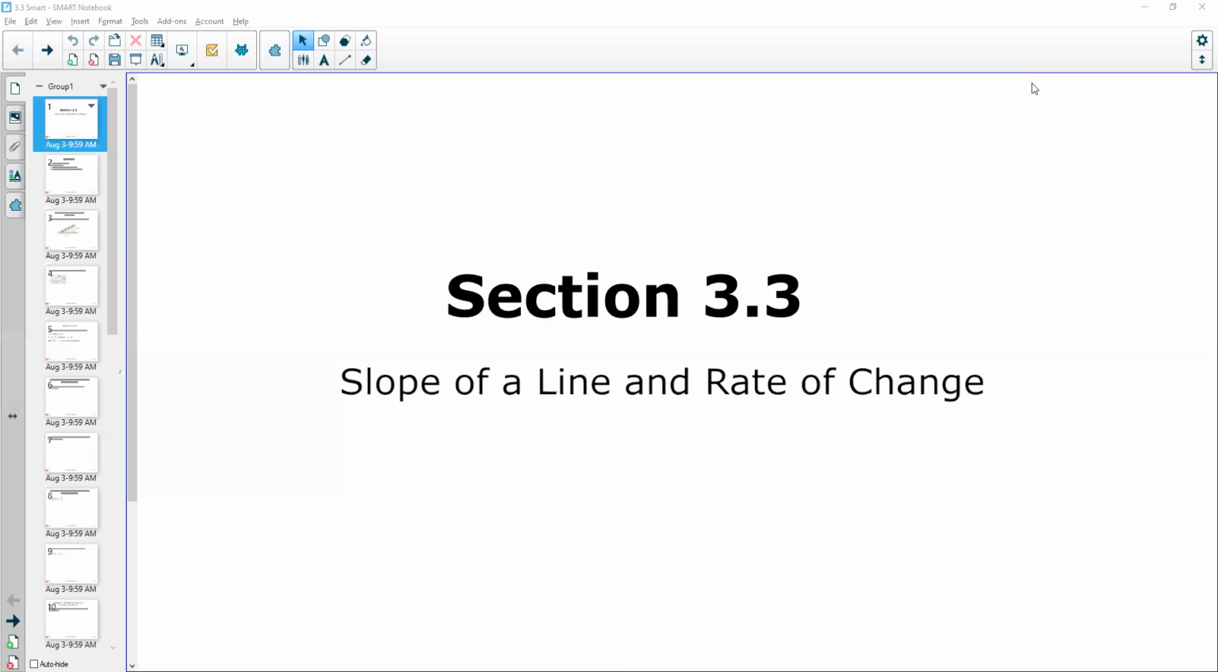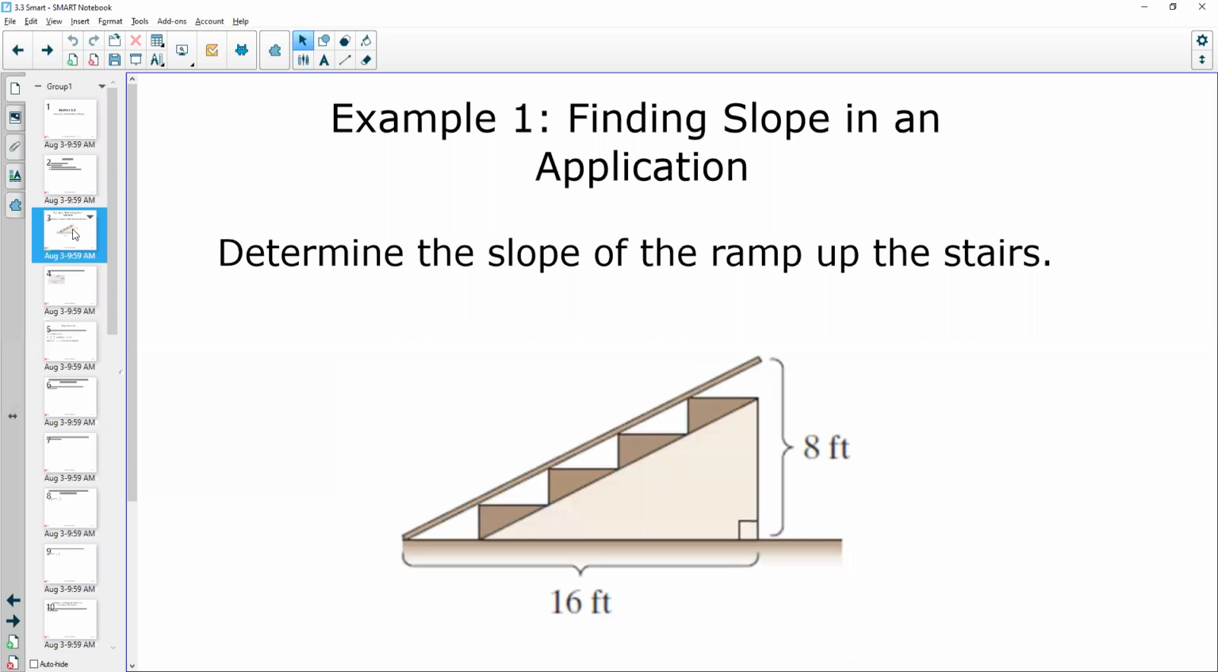Hey all, these are the notes for 3.3. 3.3 is slope of line and rate of change. When we're talking about slope, we're talking about the rate of something going up over a distance. That's essentially what slope is. Think about how steep a hill is, or how steep a set of stairs is.